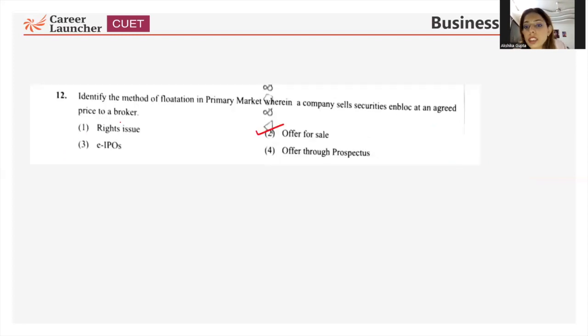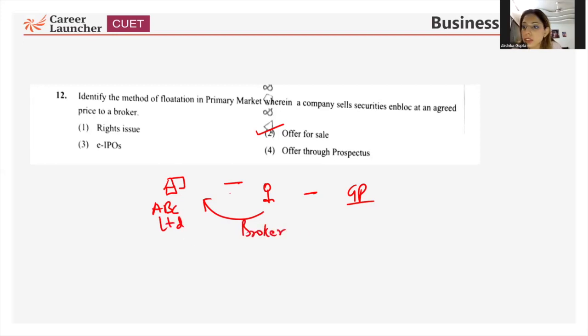Then identify the method of flotation wherein the company sells securities en bloc at an agreed price to the broker. As we have already discussed, what is offer for sale. For example, an organization sells their shares to a broker who further sells them to the general public. So the broker purchases the shares from the organization directly at a price which is less than the market price, and further sells them to the general public. Suppose he has purchased the shares for 80 or 90 rupees, he might sell them to the general public for 100 or 110. So the answer for this is offer for sale.